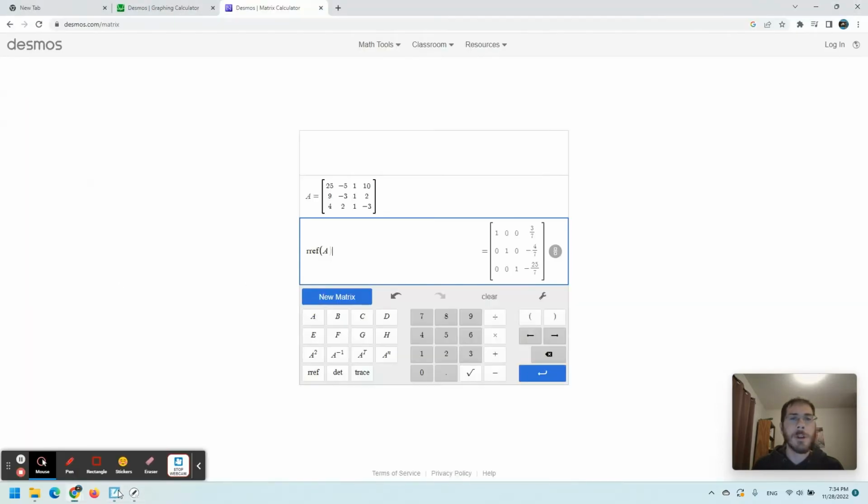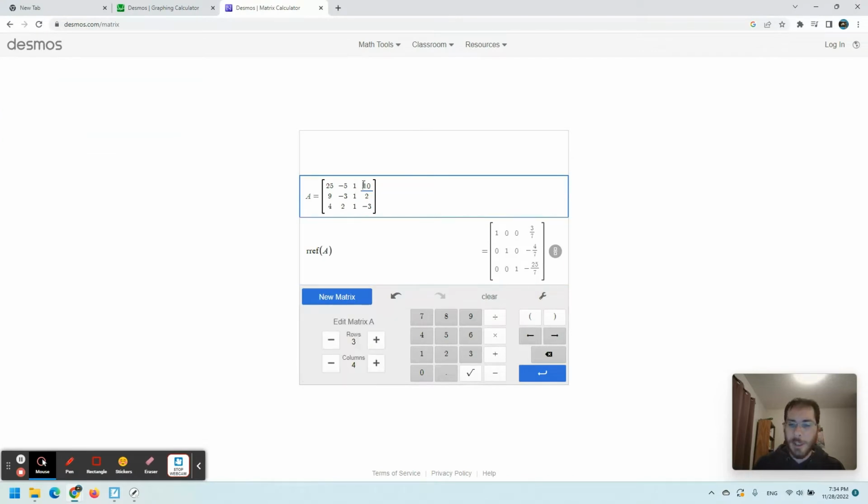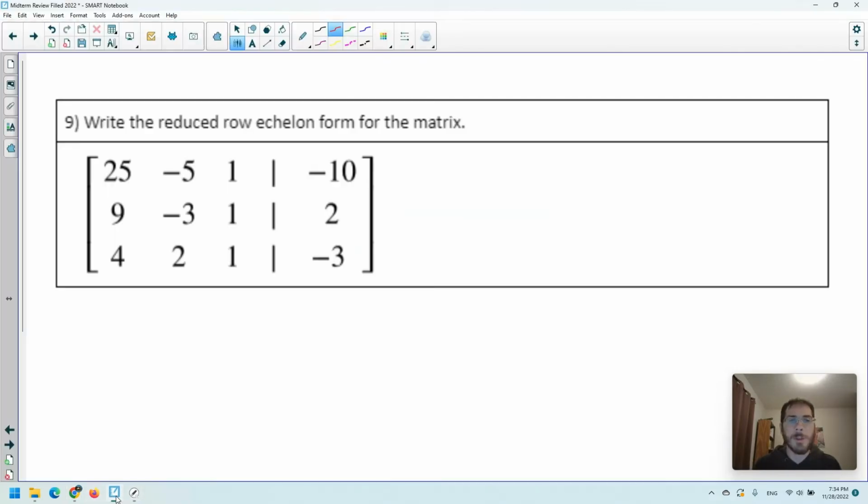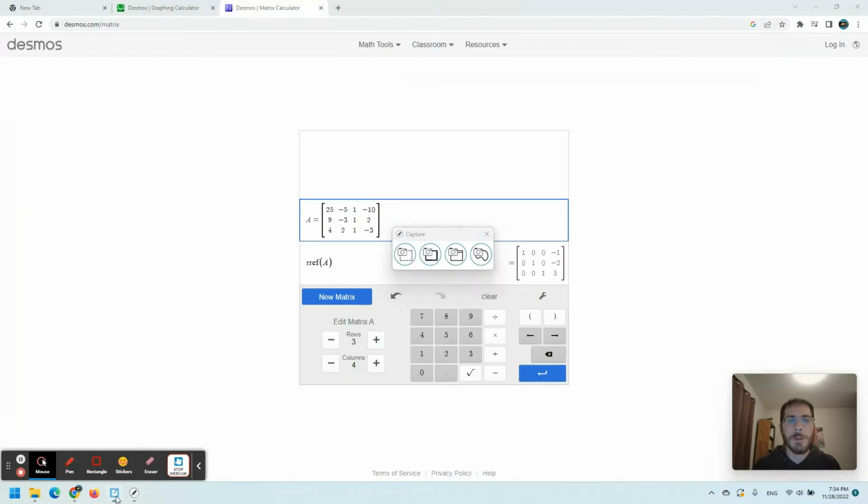25, negative 5, 1. Oh, yep, I need to do a negative 10. Okay, now I got all whole numbers. That looks a little bit more familiar compared to what we've been usually working with. I think I'm pretty happy there. Let me just double check again. 9, negative 3, 1, 2, 3. All right, pretty good.